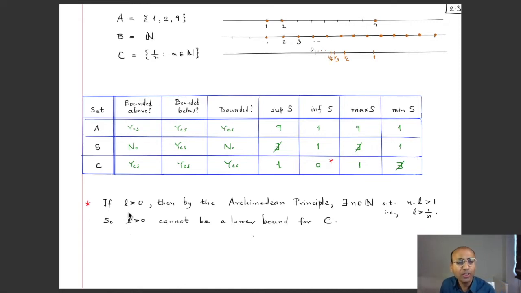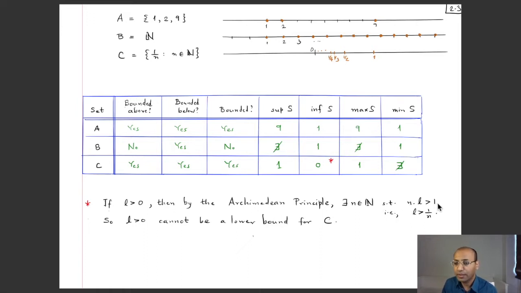So let us suppose that you have a lower bound L which is positive. Now we want to show that there is an element of the set which is actually even smaller than this L. So we want an n such that 1 by n is strictly less than L. But that's the same as saying that nL is strictly bigger than 1. And that we know is possible by the Archimedean principle. We are guaranteed that there exists such an n.